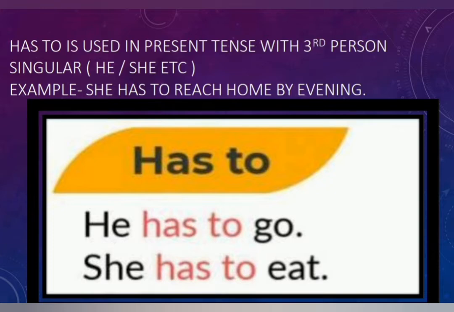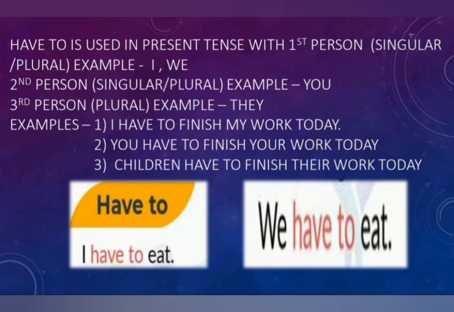Let us begin to learn that difference with the usage of has to. Has to and have to both are used in present tense for this expression, but has to is used in present tense with third person singular, like he has to go to the market, she has to go to the market, whereas have to is used in present tense with first person singular and plural.